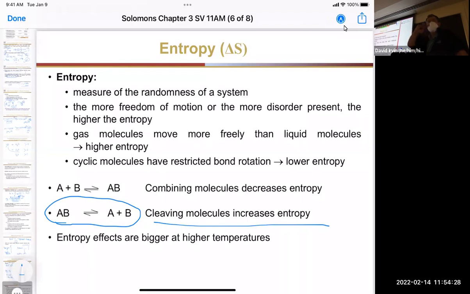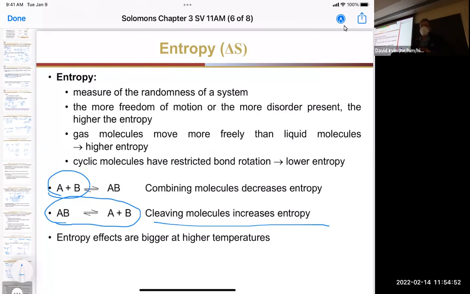No, because we're going from two things to two things. So there's no change in entropy. But if we take two things and combine them, we go from two things to one thing. What has happened to the entropy? It's decreasing because you've gone from two things being disordered to one thing being disordered. Therefore, it decreases the entropy.